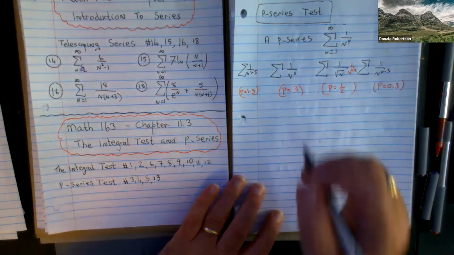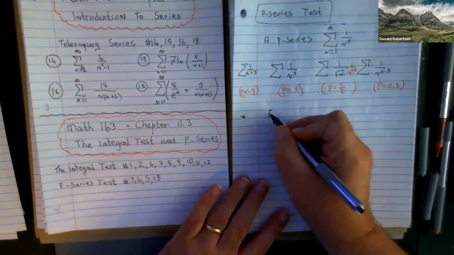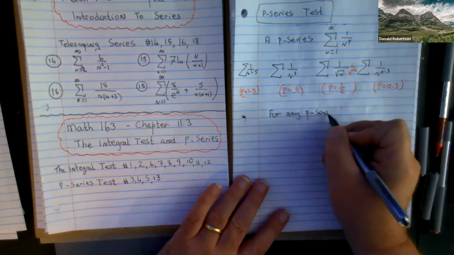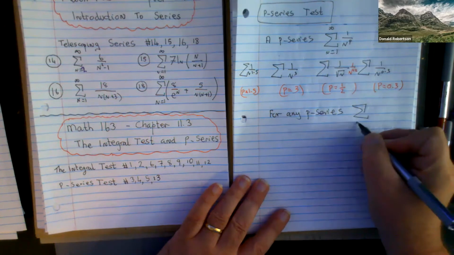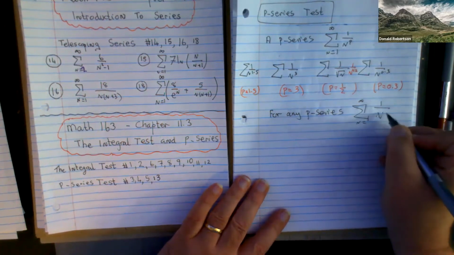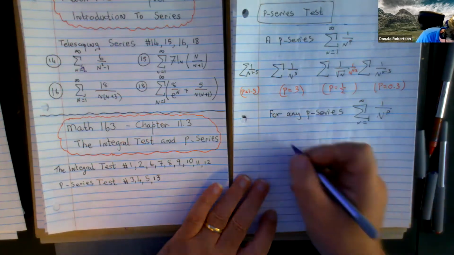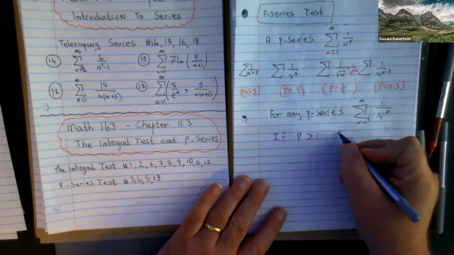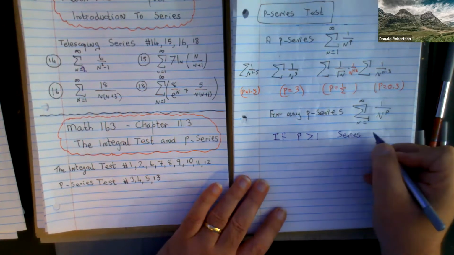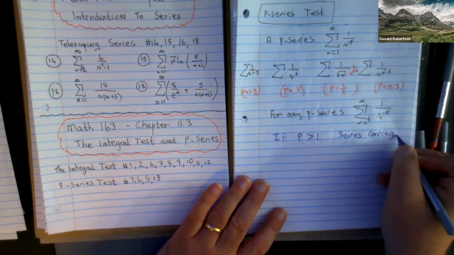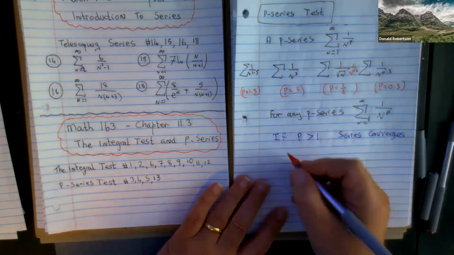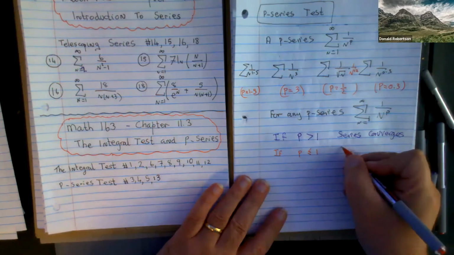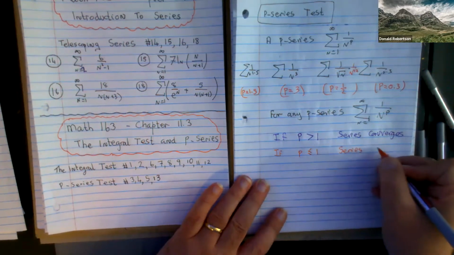So for any p-series, sigma n equals 1 to infinity, 1 over n to the p. Right, for any p-series, that's a guy that looks like that. If p is greater than 1, the series converges. And if the p, and the p is the power, is less than or equal to 1, then the series diverges.